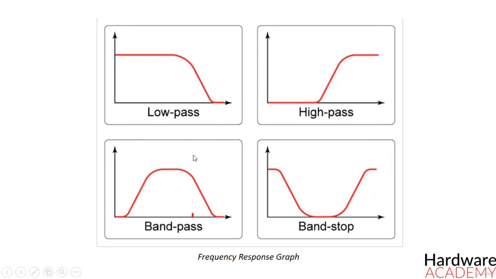A bandpass filter has 2 frequency limits, which delimit the signal that can pass through the filter. A band-stop filter has 2 frequency limits as well, but it delimits the signal that will be blocked.